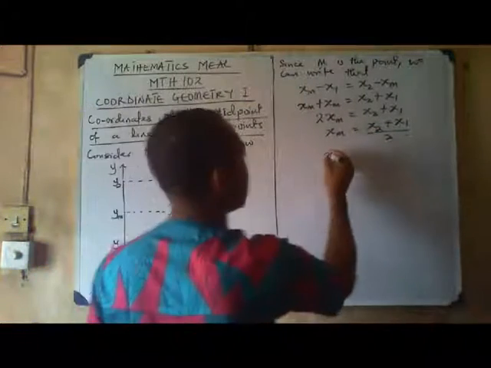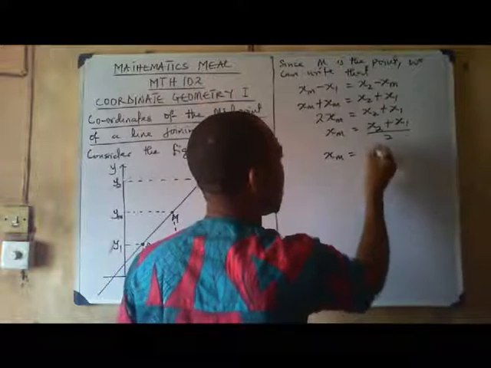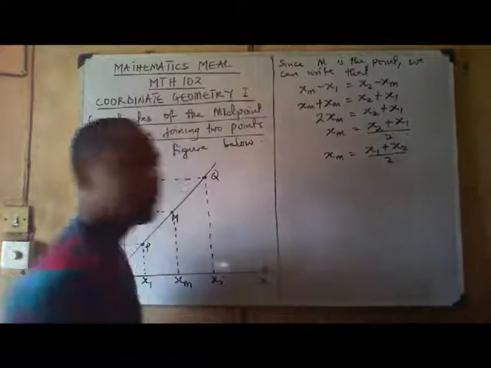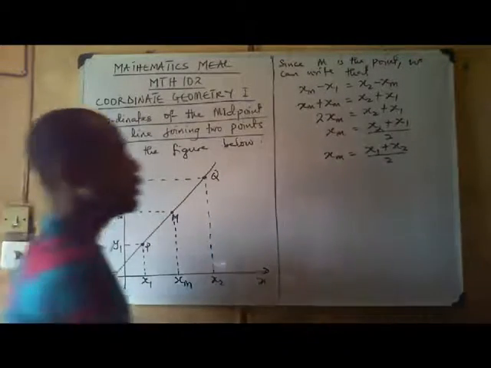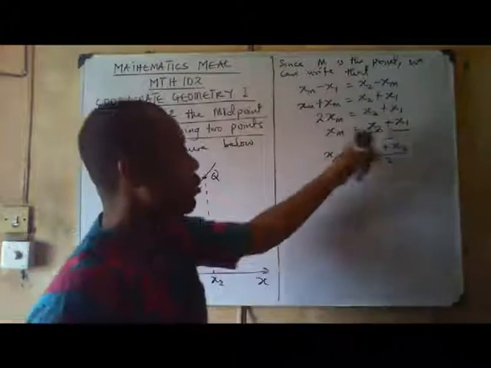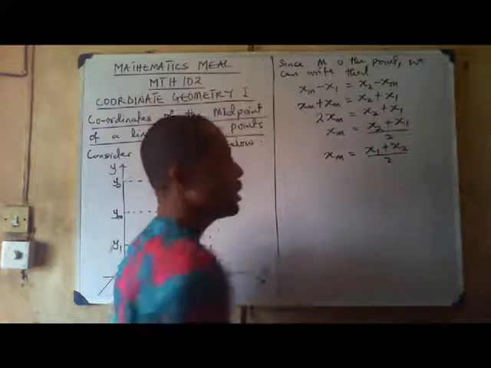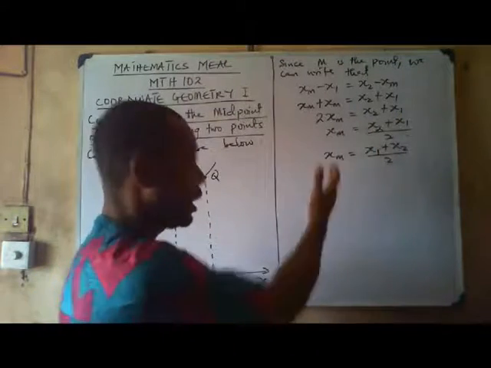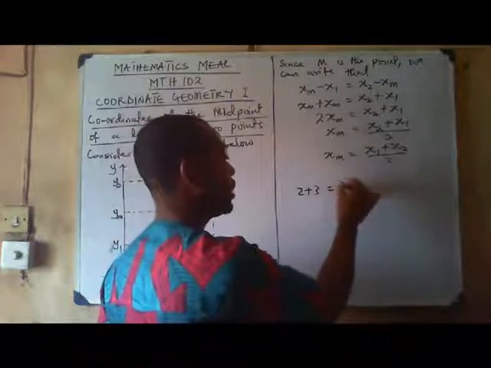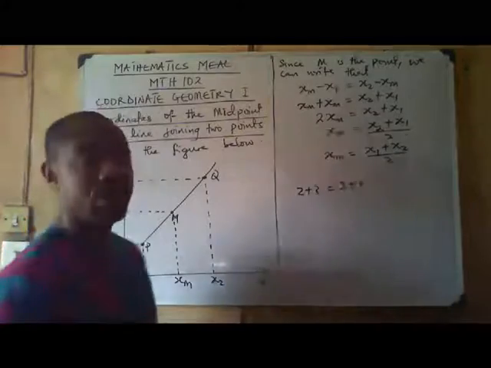So which we can still write that XM is equal to X1 plus X2 over 2. We know that addition is commutative, so the order of arrangement of these numbers or these terms will not matter. So whether we write X2 first or X1 first, it doesn't matter. Because addition is what? Commutative. 2 plus 3 is the same as 3 plus 2. So the order does not matter for addition and multiplication.